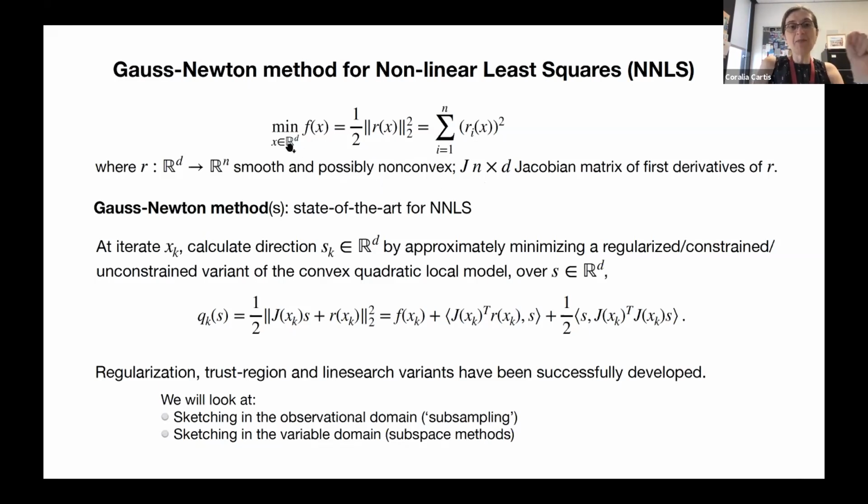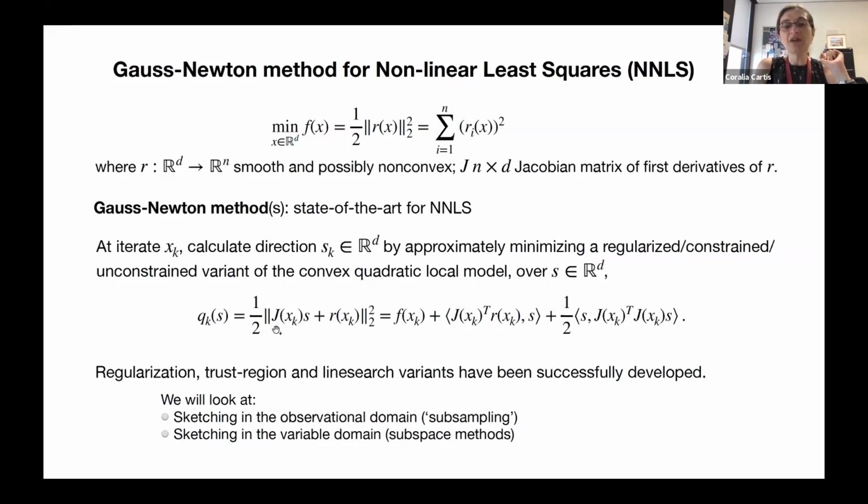So Gauss-Newton applied to minimizing f at every iterate xk calculates a direction sk by minimizing approximately this linear least squares problem here with some regularization and so on that I'll mention in a moment, or trust region or line search. So basically the core local model that we approximately solve on each iteration is this linear least squares, where at xk here, so inside the norm, what do we have? We have the linearization around xk of the nonlinear residual function r.